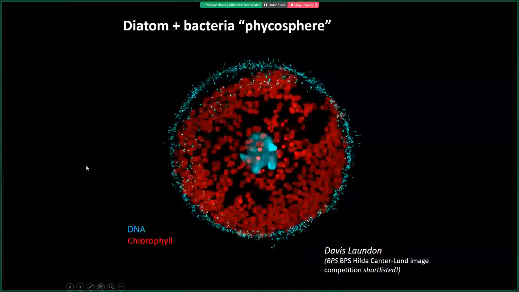This is another image acquired with the same microscope. This is an image taken by Davis. The red is chlorophyll, and that's a large diatom. That's all the chloroplasts inside a large diatom. But you can see it's surrounded by very small bacteria. So Davis is actually imaging what we call the phycosphere in this organism. And in the blue, we have the DNA stain of the nuclei. So using a DNA stain here, we can image the bacteria. And by looking at the natural chlorophyll fluorescence, we can image the chloroplasts within this large diatom.